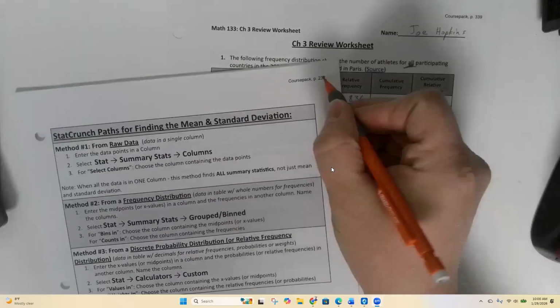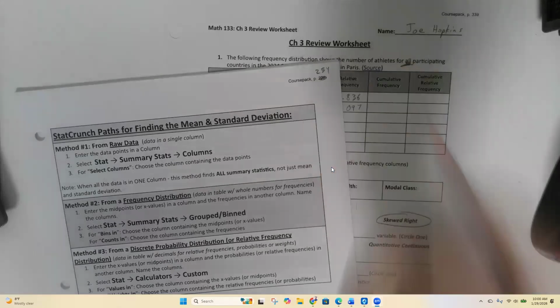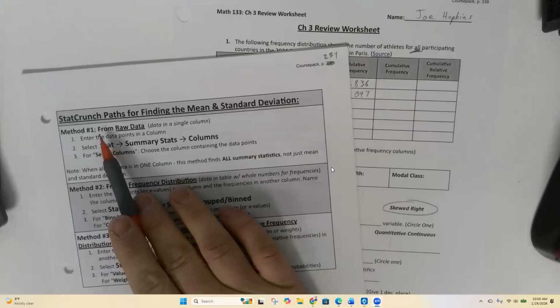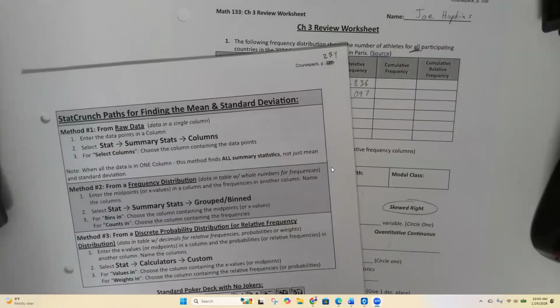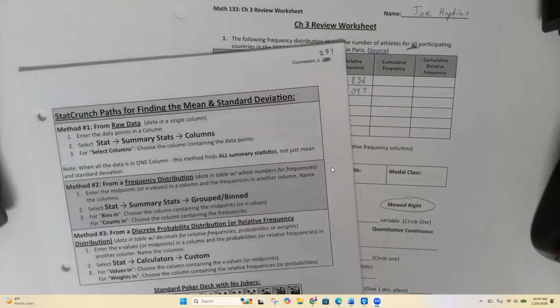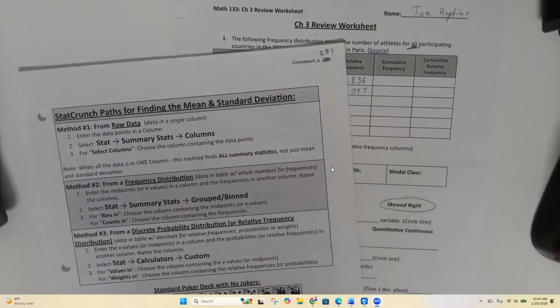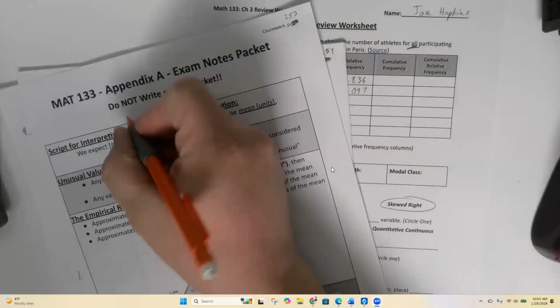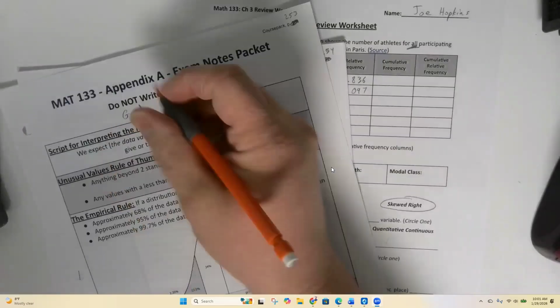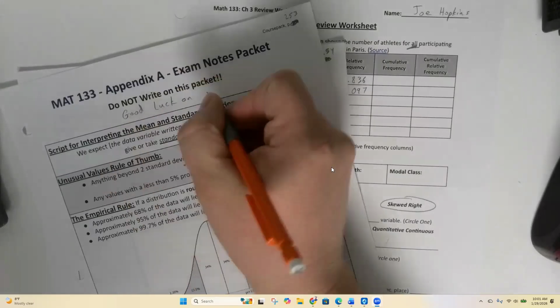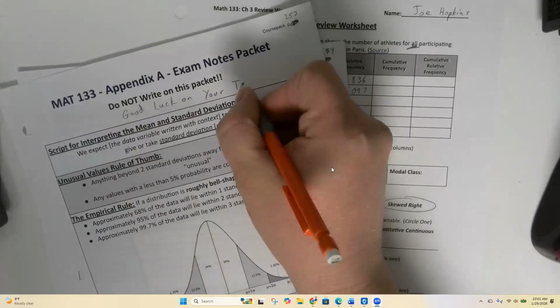Page 254, though, at the top. And yes, you are allowed to write on it. I know that it says do not write on this packet. That's for other classes. I'm allowing you to write on it. And the other thing is, you are allowed to write on this because you're allowed to have an 8.5 by 11 piece of paper with you as well on test day. So you can just write what you write on that right here. If you need, you can write on here. Good luck on your test. Give yourself a pep talk.